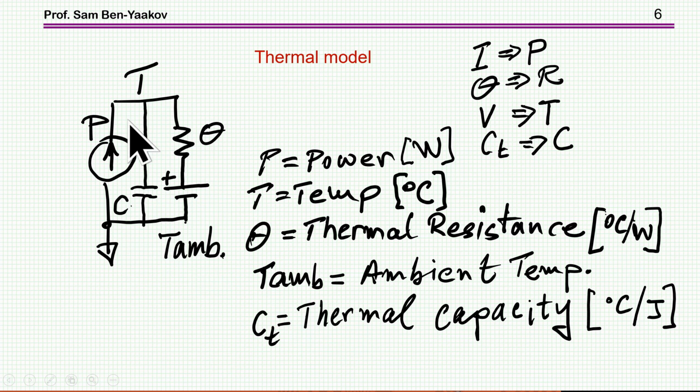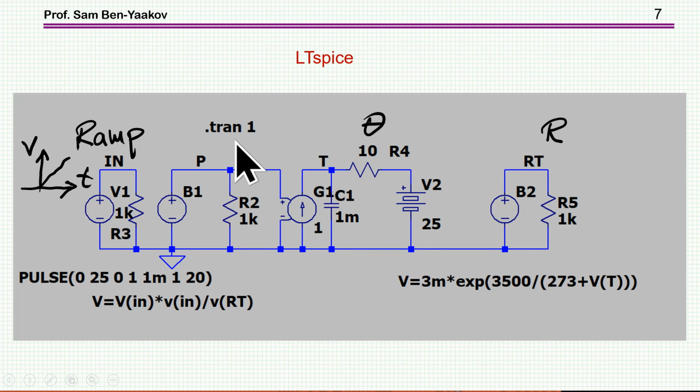So the temperature of the, say, junction or hot spot will be a function of the voltage drop on this resistor, which represents the thermal resistance. So the voltage drop is the temperature difference between the ambient and this point here. And of course, the higher the power, the higher the voltage or the temperature is going to be. So here is the LTspice presentation of the basic system. I'm going to drive it at first by a voltage ramp.